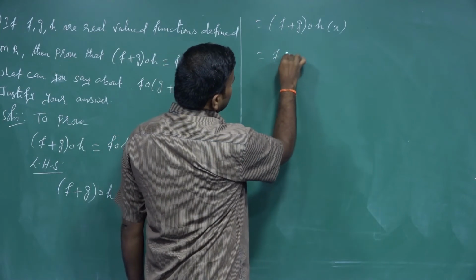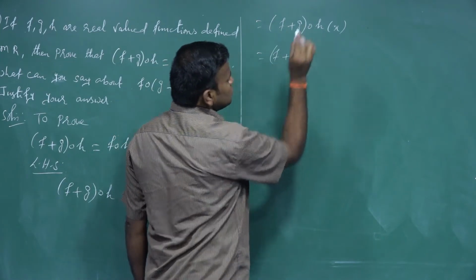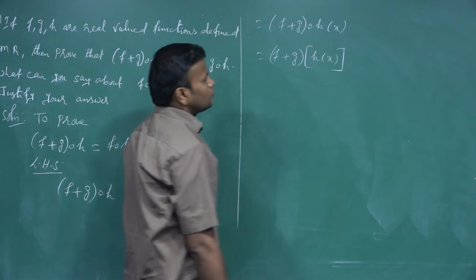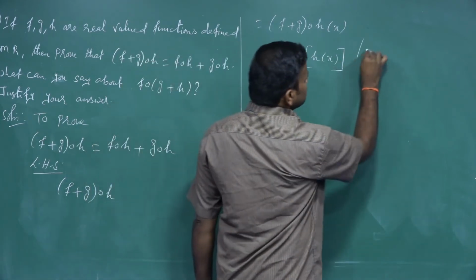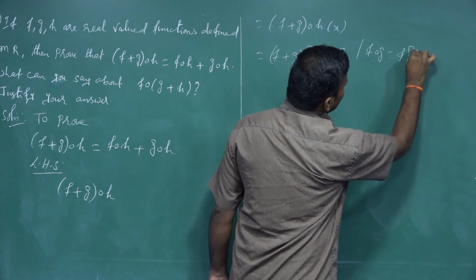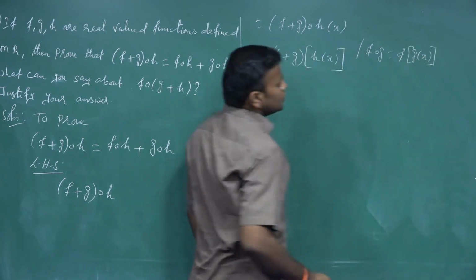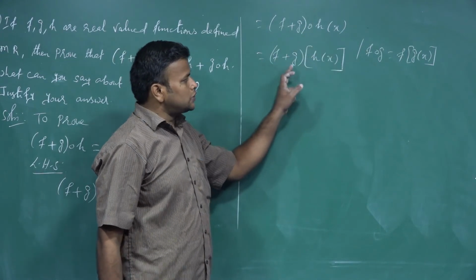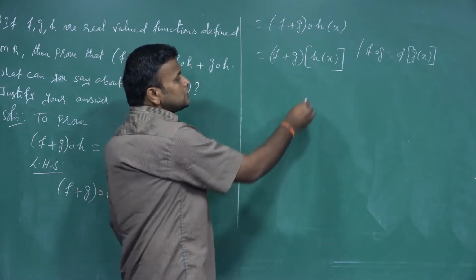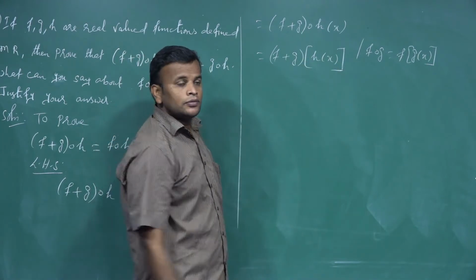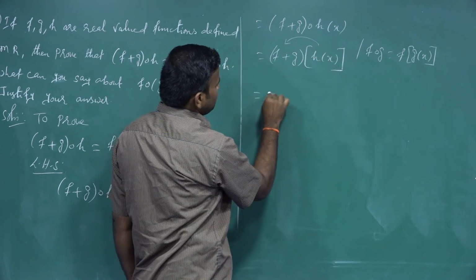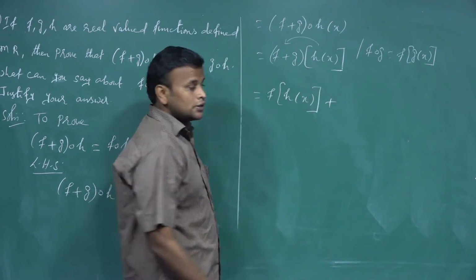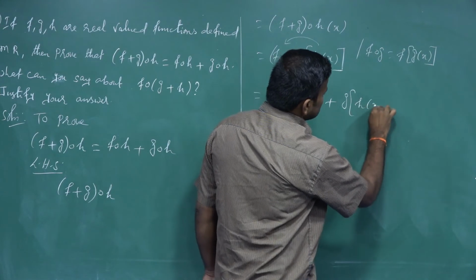Next, (f + g) within a bracket, I remove this dot, h of x. How to define f ∘ g? f of g of x is the formula. So using this formula, I write ((f + g) ∘ h)(x) as (f + g)(h(x)). Next, this h of x is common in both the terms. So now I multiply inside. So it becomes f of h of x plus g of h of x.